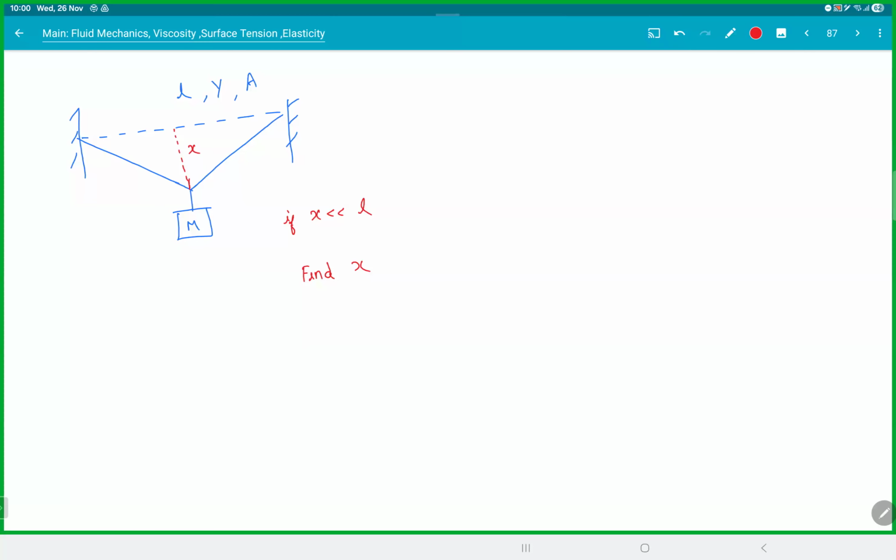Right, Aditya. So something will come. Let's take this as theta. Since x is small, theta also will be small. So what was the delta L? Delta L will be, this length was L by 2.